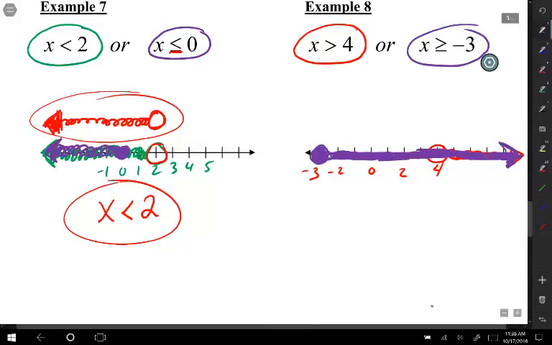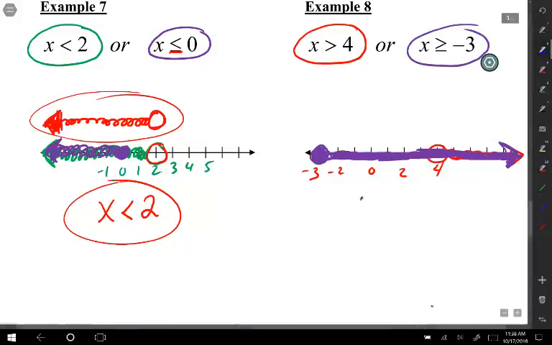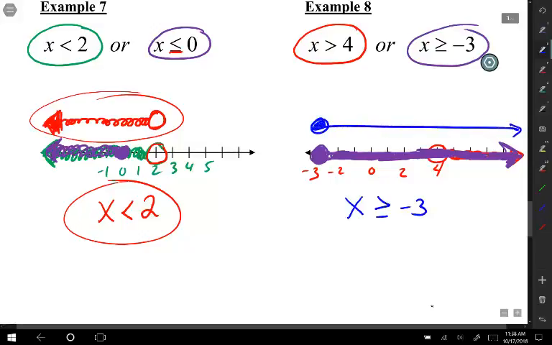All right. What do you think my real answer is? My final answer? X is greater than or equal to negative. So do you think the purple pretty much covered over everything? So this would be my real answer, something like that. Yes. Okay?